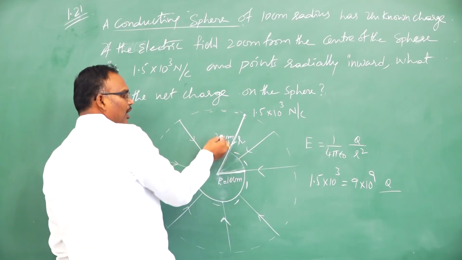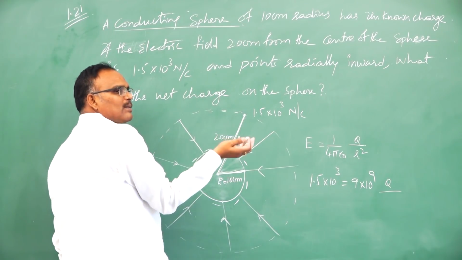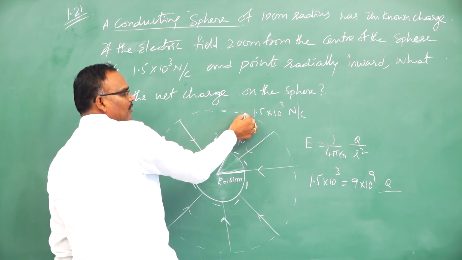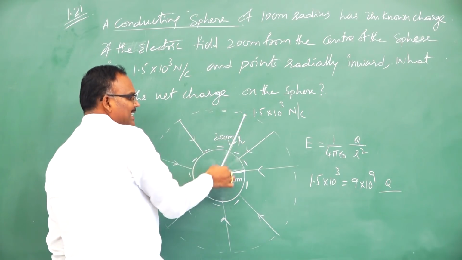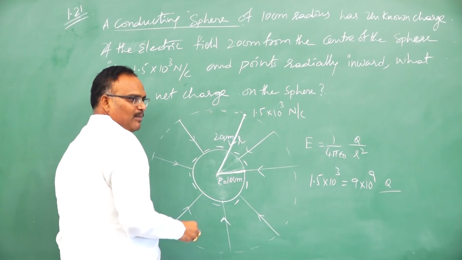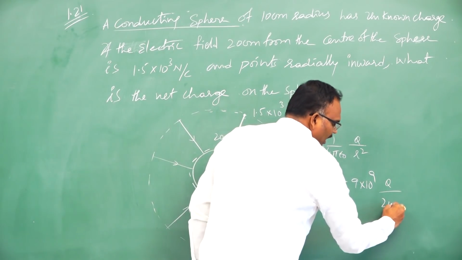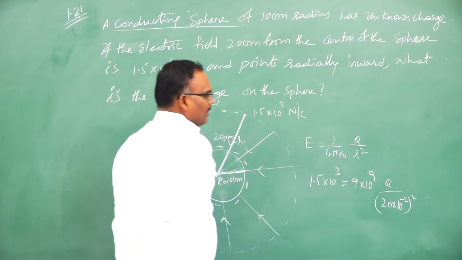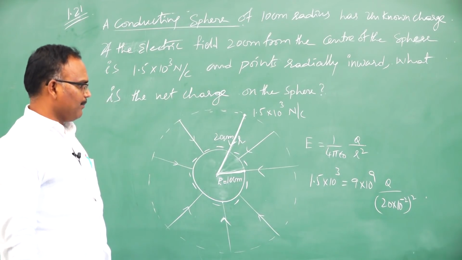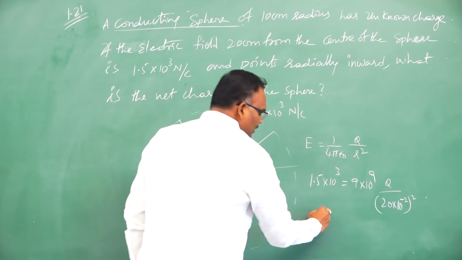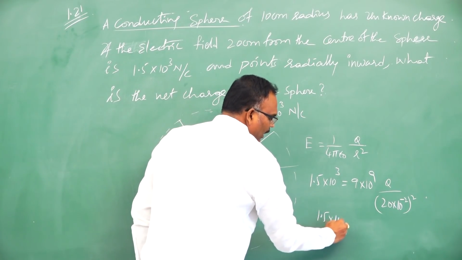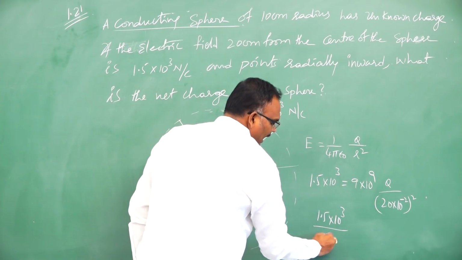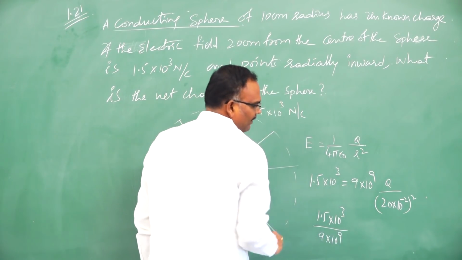Here they have given 2. Students may confuse which one I have to take. It is very clear, we know the electric field here, so that's why this distance I have to take. This is 20 centimeter, so I need to convert centimeters into meters and write square. Say this is 1.5 into 10 to the power of 3 divided by 9 into 10 to the power of 9.